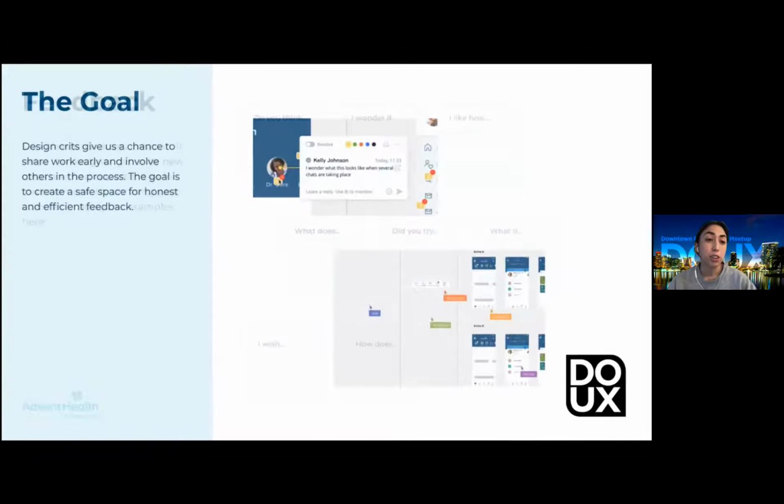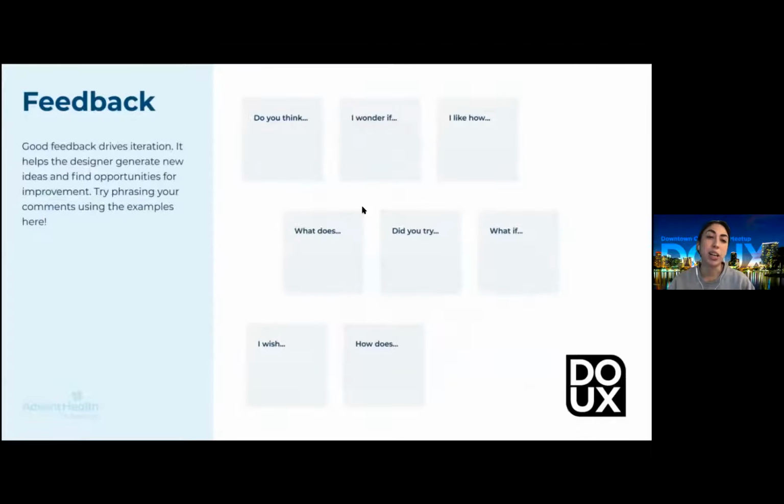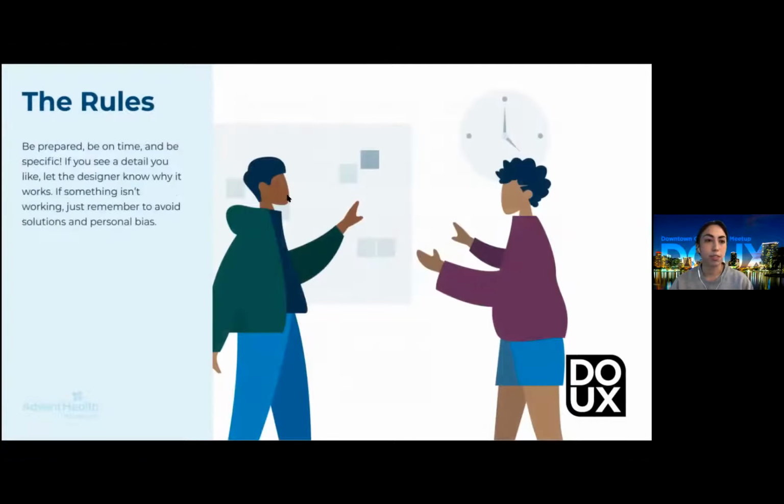Good feedback drives iteration. It helps the designer generate new ideas and find opportunities for improvement. So as you're adding comments, try to phrase your comments using the examples here. Do you think? I wonder if. I like how. What does? Did you try? What if? I wish. And how does? And these things will also be in the Miro board, so it'll be there for you to reference.